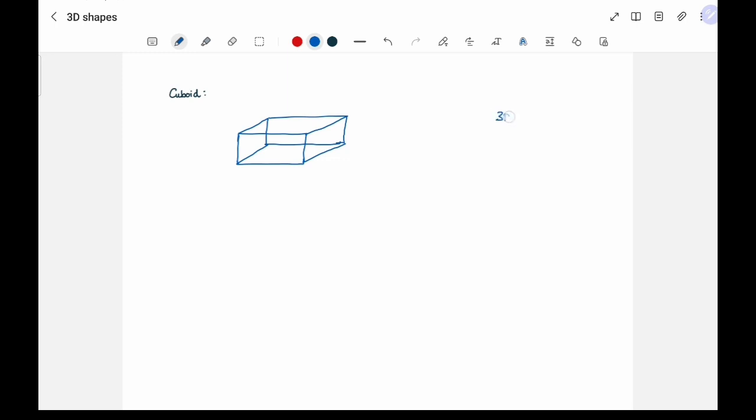So 3D means there are 3 dimensions, right? Until now we saw 2D figures which had 2 dimensions, the x and y axis, right? So rectangle itself is a 2D figure. It has height and breadth or length, right? So similarly cuboid has 3 dimensions: length, breadth and the height.